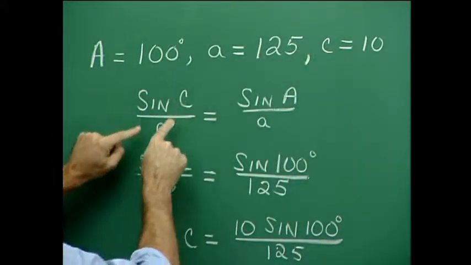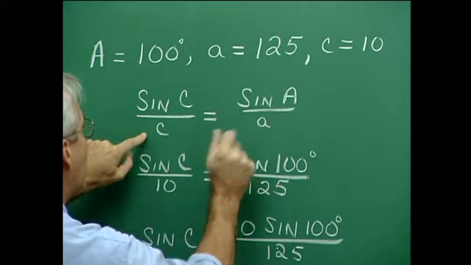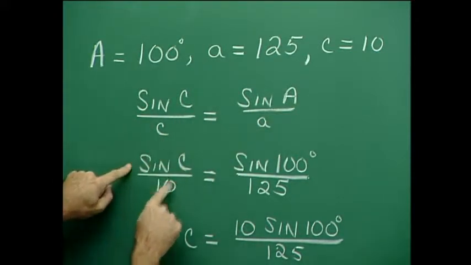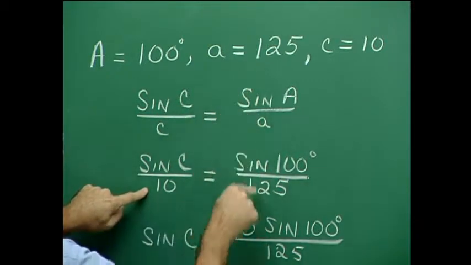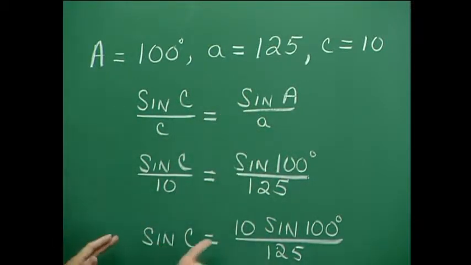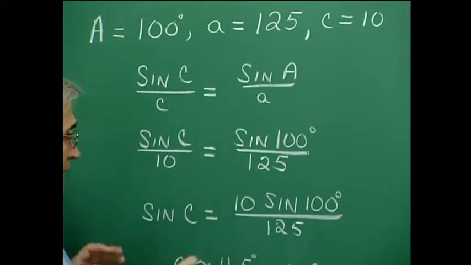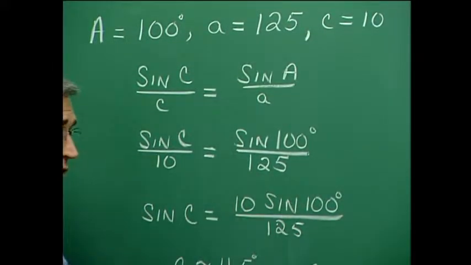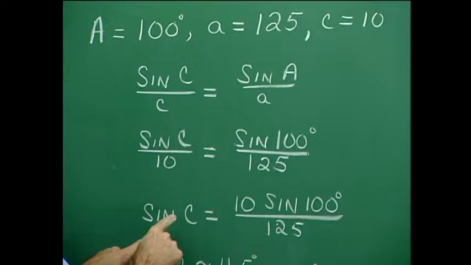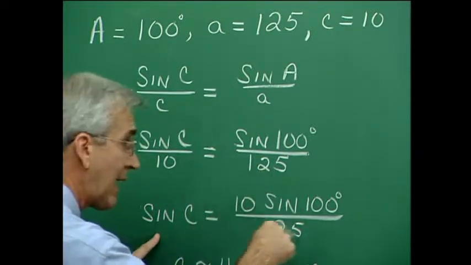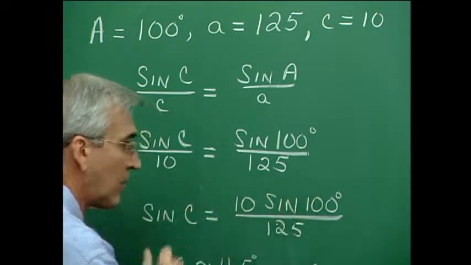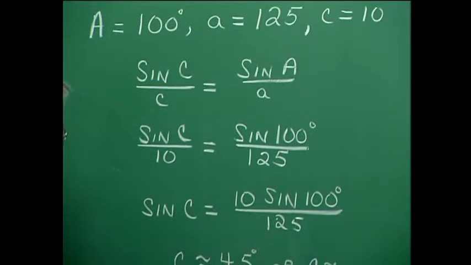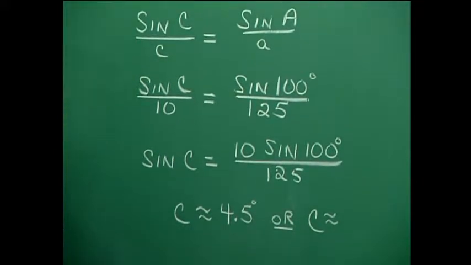So sine C over c is equal to sine A over a. And sine C then over given 10 is equal to the sine of 100 degrees over 125. Multiply by 10 on both sides and we get this fraction. Now when we find the value of the fraction, we want the sine of the angle, we want the angle whose sine is that fraction. And so we want inverse sine of whatever number appears here. We find the angle then to be 4.5 degrees.